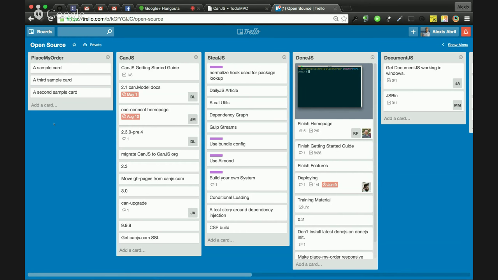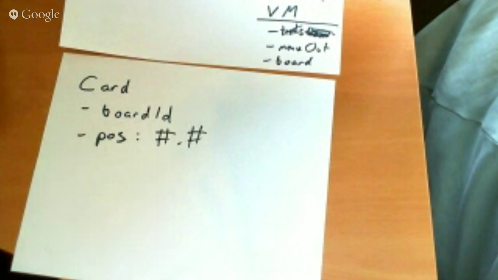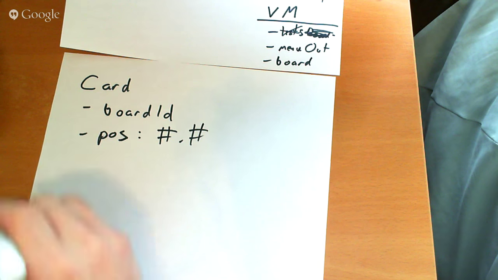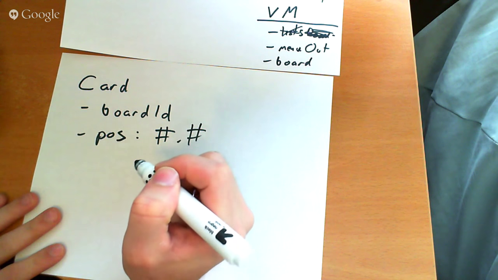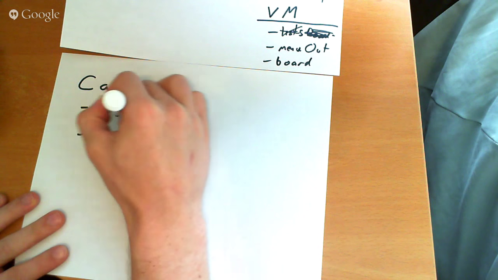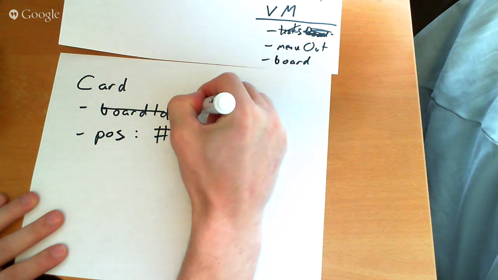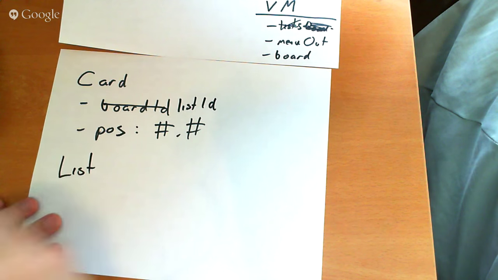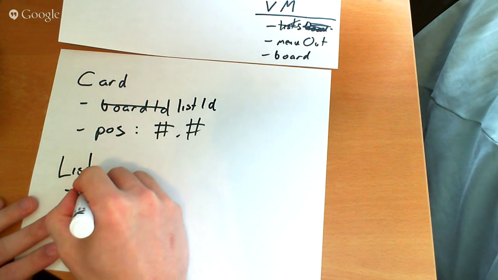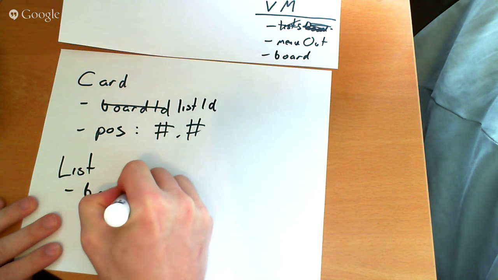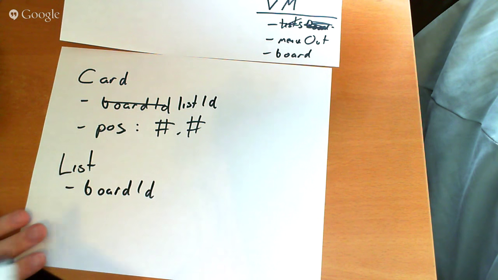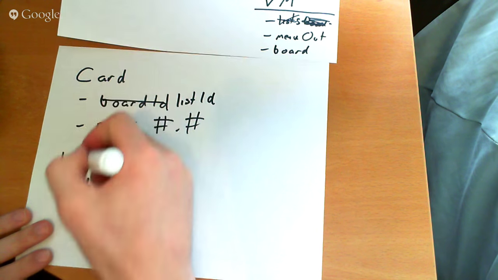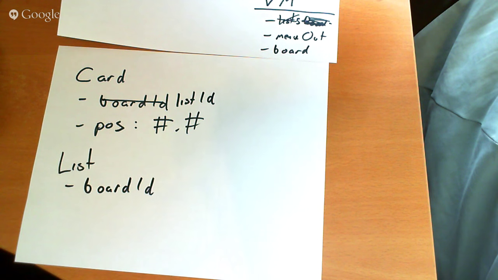So anyways, a card is going to have a board ID, and then a list, oh, sorry, not a board ID, a list ID. And a list is going to have a board ID. And you can kind of see how these all add up. Now, this gets us to how to load this page efficiently.